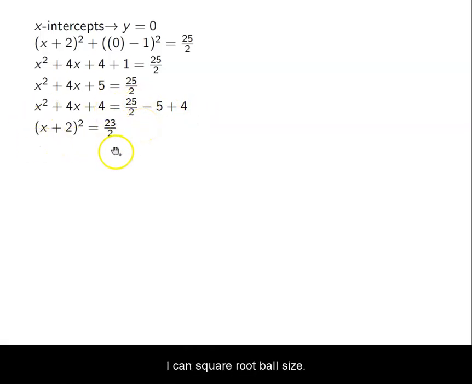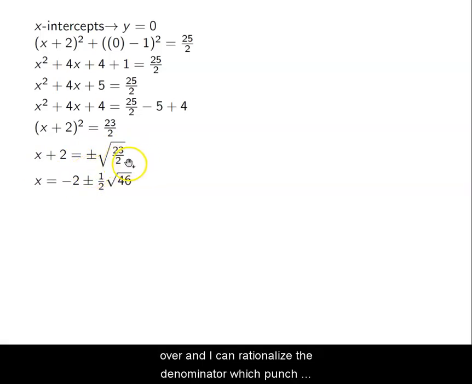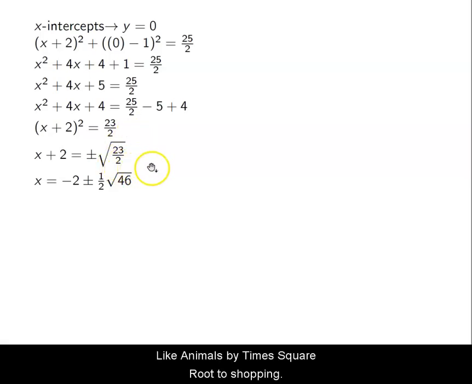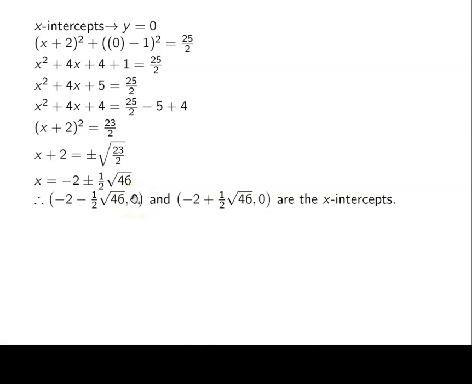I can square root both sides. I got x plus 2 equals plus or minus square root of 23 over 2, and then I subtract the 2 over, and I can rationalize the denominator. So I have to multiply by square root 2 top and bottom to pull out a positive 1/2, and that turns this into square root 46. So these two values are my x-intercepts.